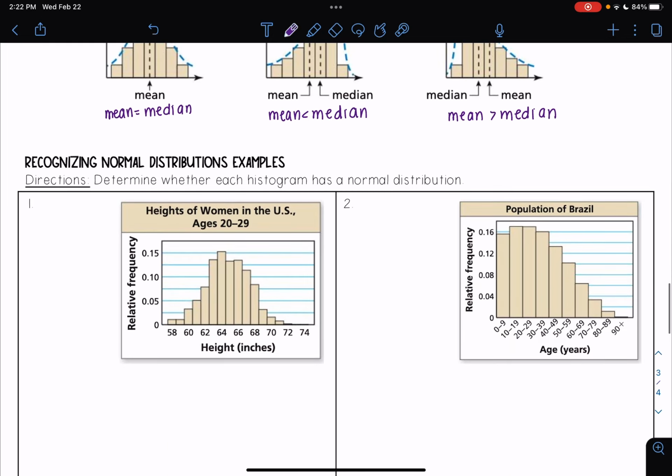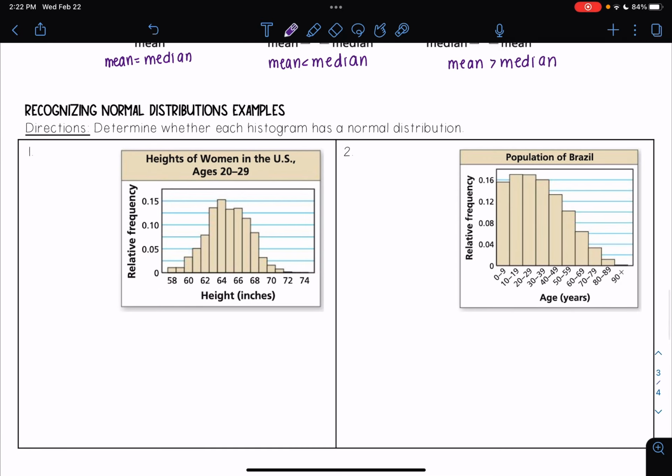Okay, let's look at some examples. So here we want to determine whether each histogram has a normal distribution. So looking at this first one, I see that this histogram is bell-shaped and fairly symmetric. I see if I were to try and make a bell, it fairly is close to that. So I'm going to say bell-shaped, fairly symmetric. So that means that this one is a normal distribution.